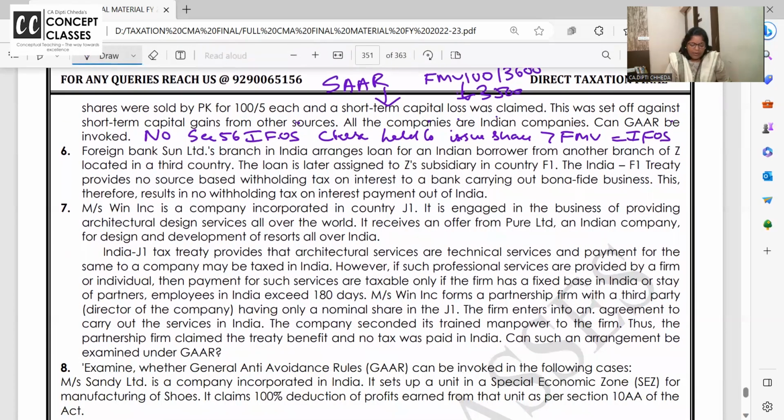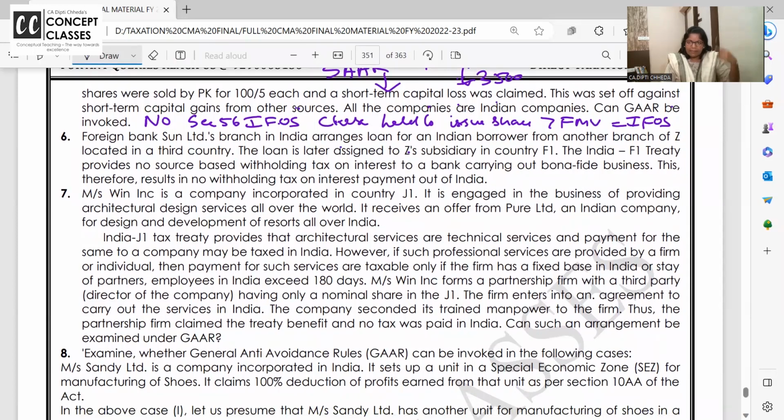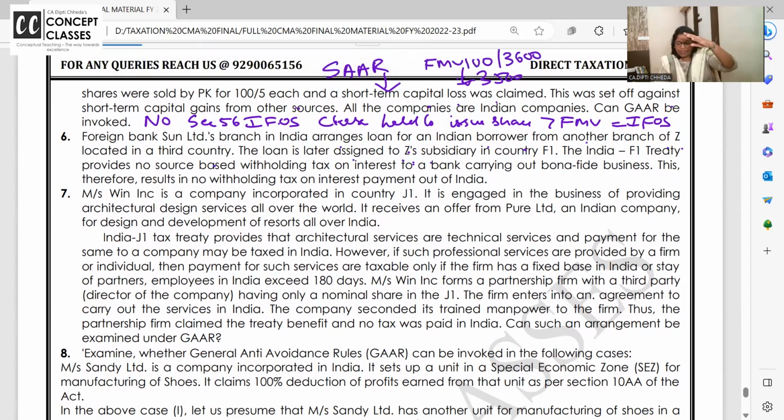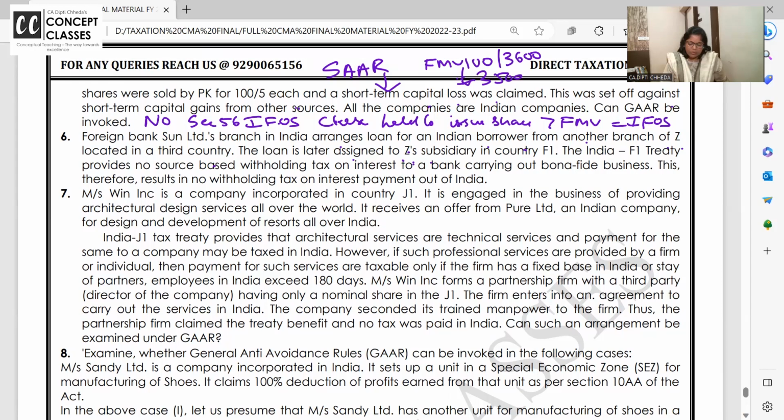चलो. Foreign bank Sun Limited's branch in India arranges loan. Okay, foreign का bank है Sun Limited. Their branch in India arranges loan for an Indian borrower from another branch of Z located in a third country. The loan is later assigned to Z's subsidiary in country F1. India-F1 treaty provides no source-based withholding tax on interest. So therefore the result is no tax नहीं लगता है.